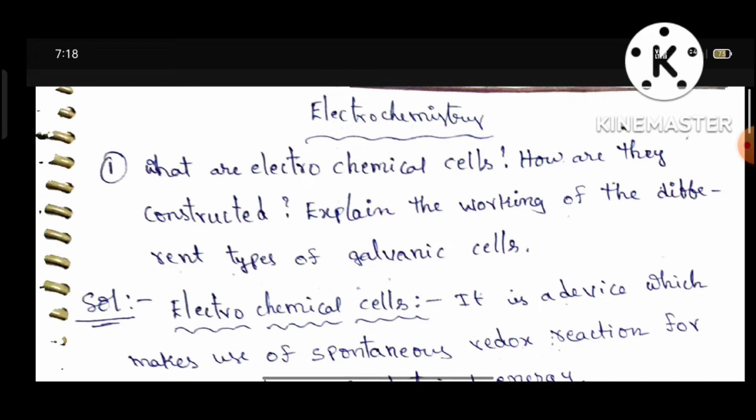Now I'm going to explain the electrochemistry chapter. Today our topic is: what do you mean by electrochemical cells? How are they constructed? And we also have to explain the galvanic cell, taking it as an example.